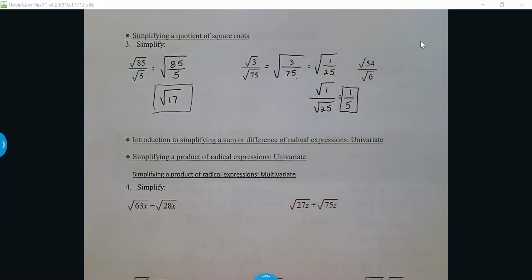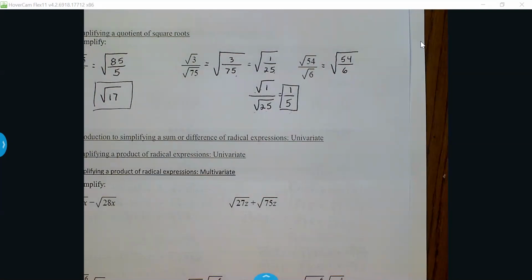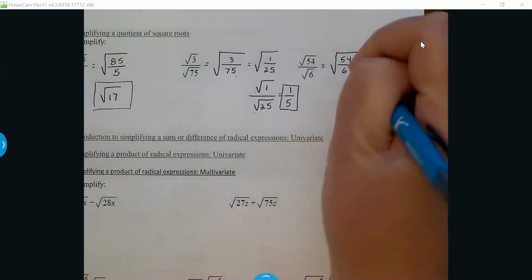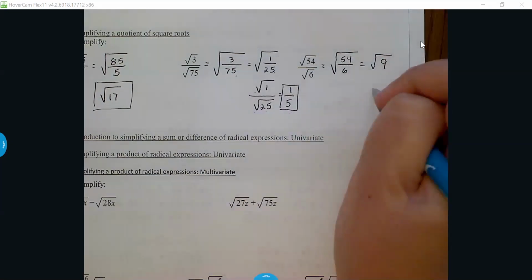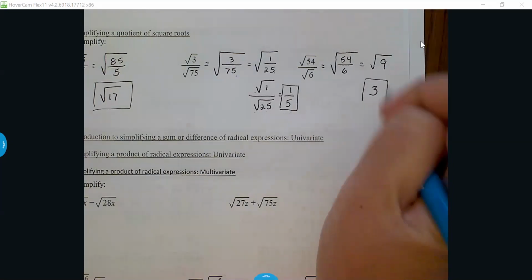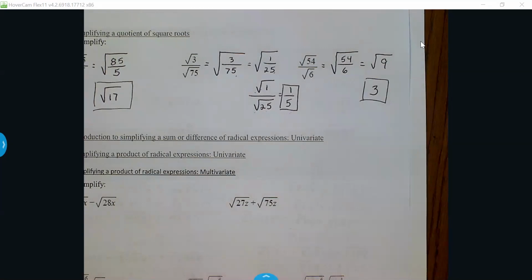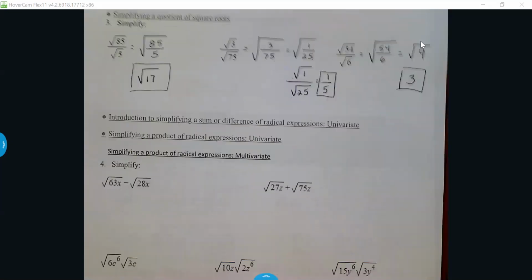Okay. Here we have the square root of 54 divided by the square root of 6. So I'm going to make this the square root of 54 over 6. Okay. 54 divided by 6 is 9. So this becomes the square root of 9. And the square root of 9 is 3. And that would be that answer. That's an easy one. Okay. So that is division.